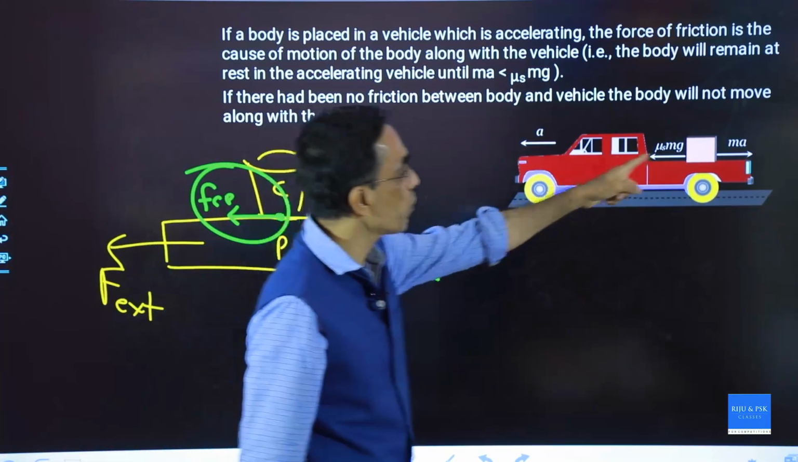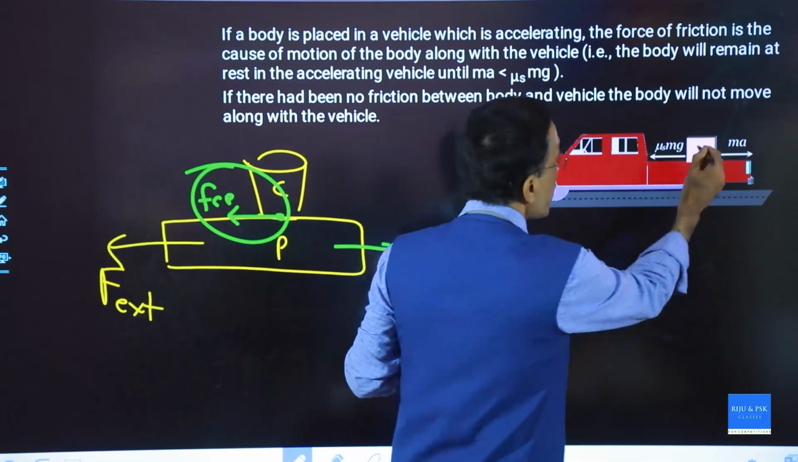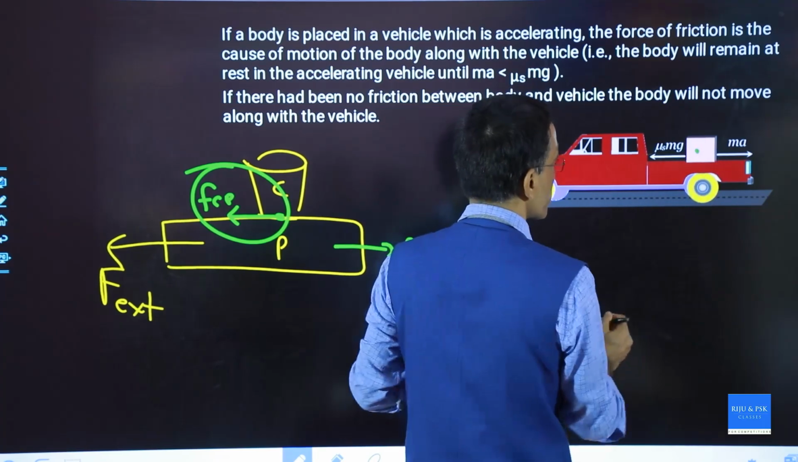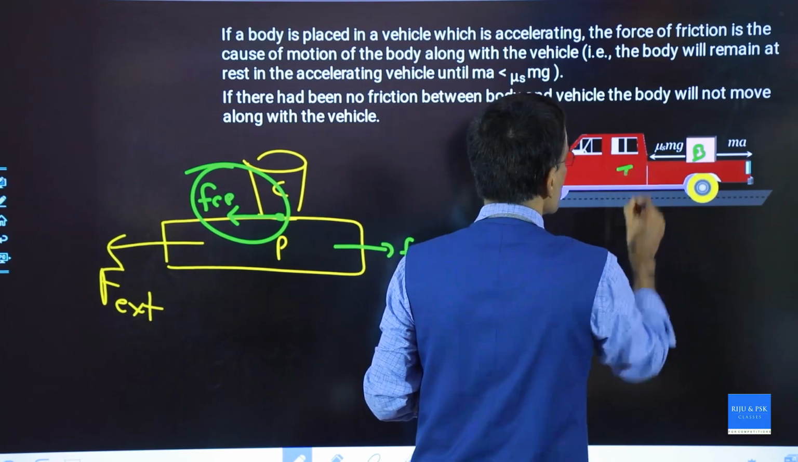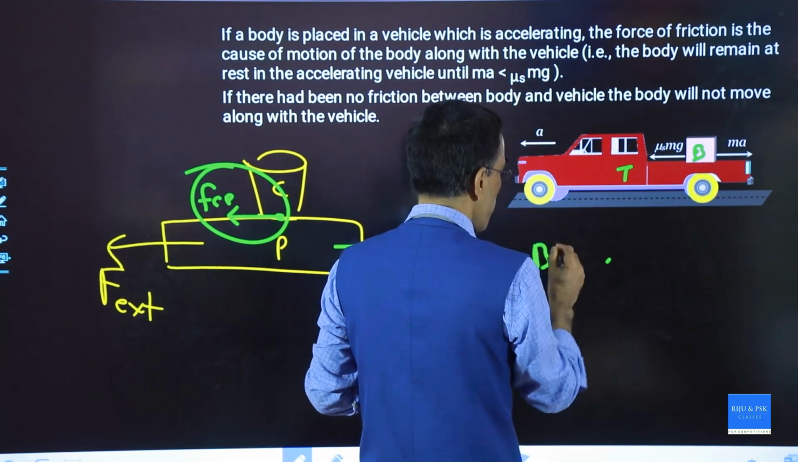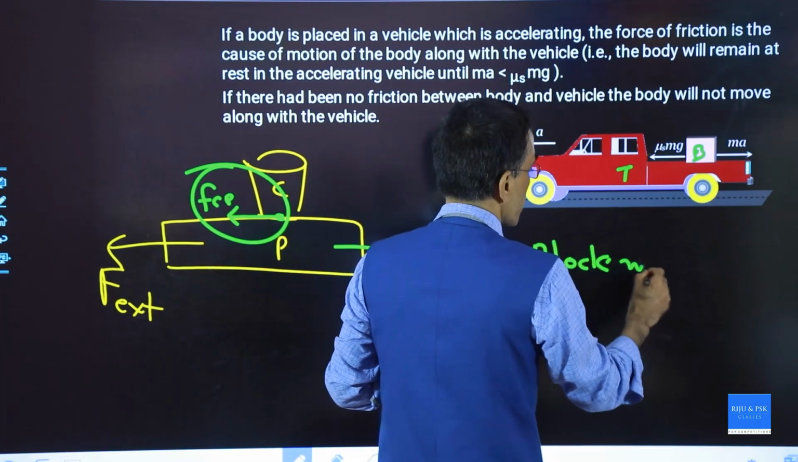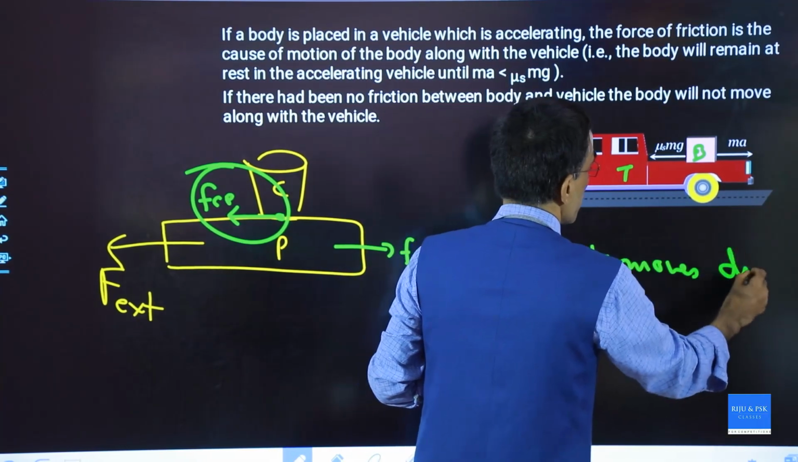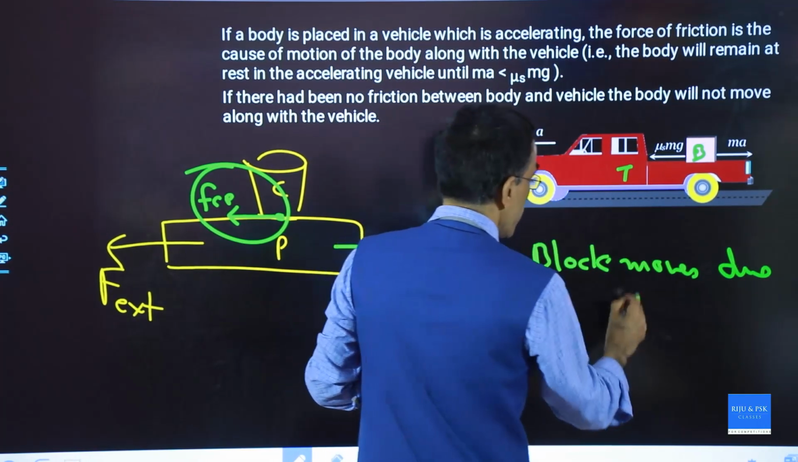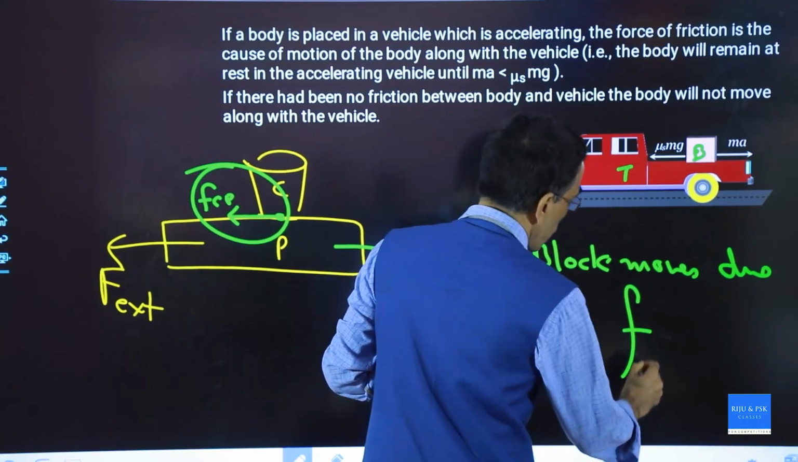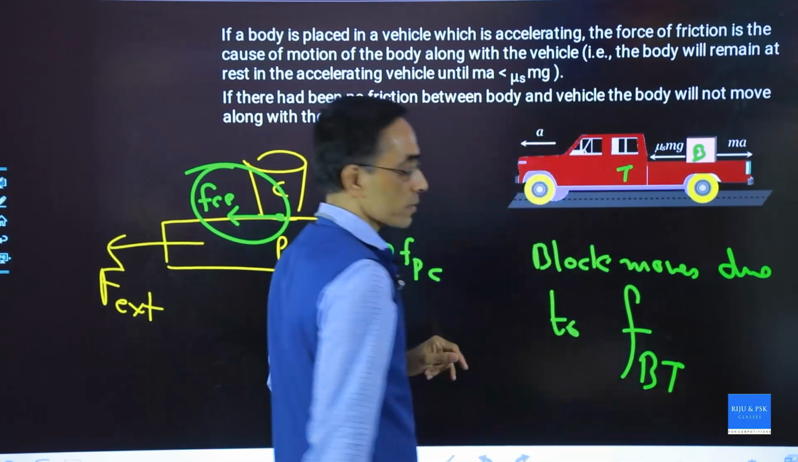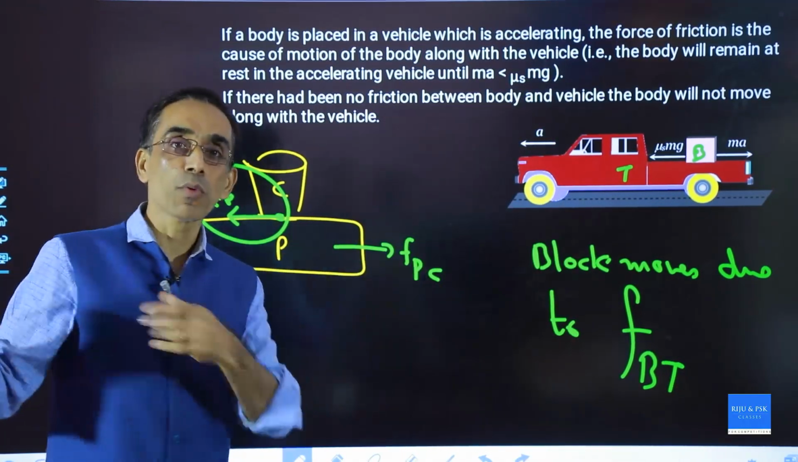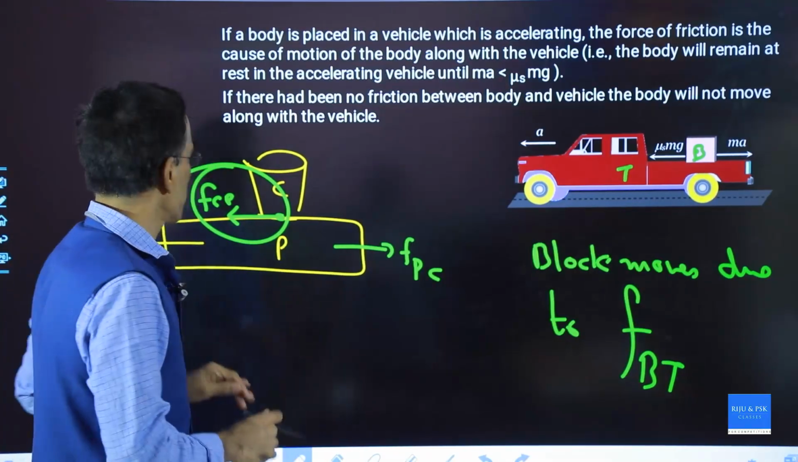Same thing, who is moving the block? The block is moved by the friction from the truck. So, if this is B and this is T, then you can say block moves due to static friction on the block by the truck. That is what it is moving. Okay.